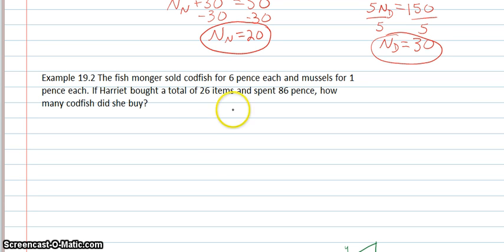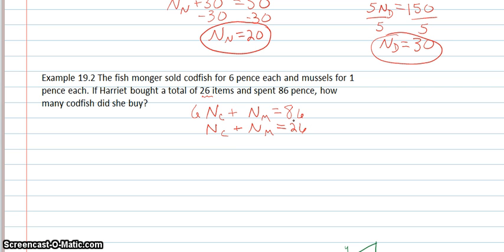So here let's set up our value problem. So 6 pence for each number of codfish, and then that was added to 1 pence for the number of mussels, which when they added together she spent 86 pence. Okay, and then we have the total, which was 26 items. So the number of codfish plus the number of mussels equals 26.